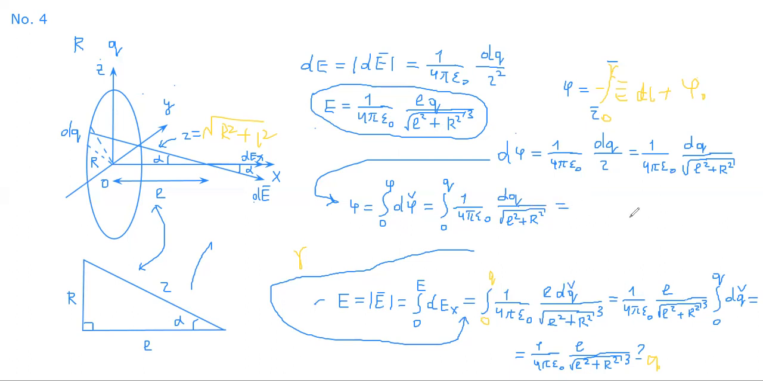So from here we have 1 divided by 4π epsilon 0, q divided by square root of L squared plus R squared.